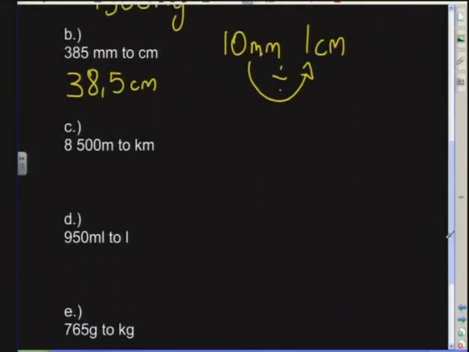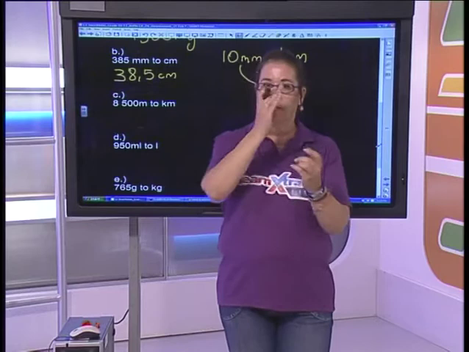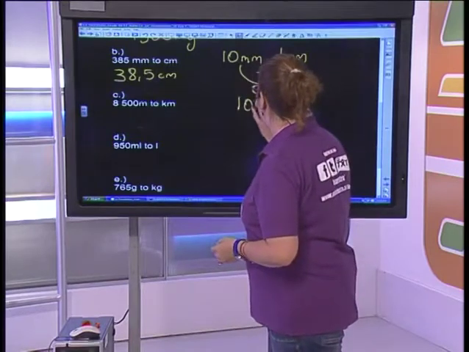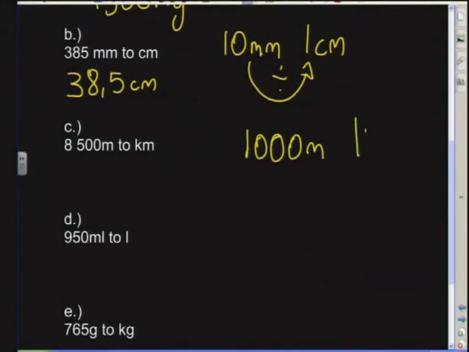Meters to kilometers. So every time, if you just write out what you know, it makes it so much easier. But I probably would have done that whole list that I did a few slides back. And let's see, we've got 1,000 meters is 1 kilometer. And we go from meters to kilometers, so I need to divide. So I'm going to divide this by 1,000, and I get 8,5.